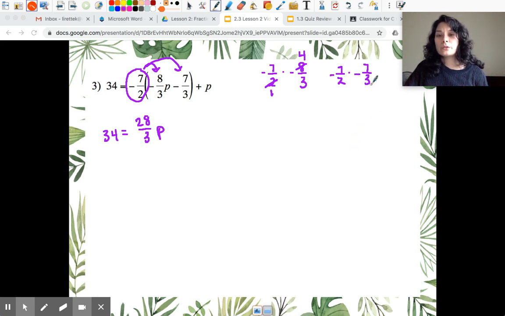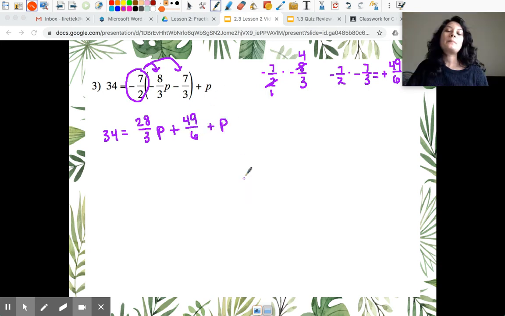7 won't reduce with 2 or 3, and since the other top number is also a 7, there's no need to check if it reduces anywhere. So that means I can just multiply and I should get a fully reduced fraction. Again, negative times negative will give me a positive. 7 times 7 will give me 49. 2 times 3 will give me 6. So I get a positive 49/6. And then I just bring down my plus p.